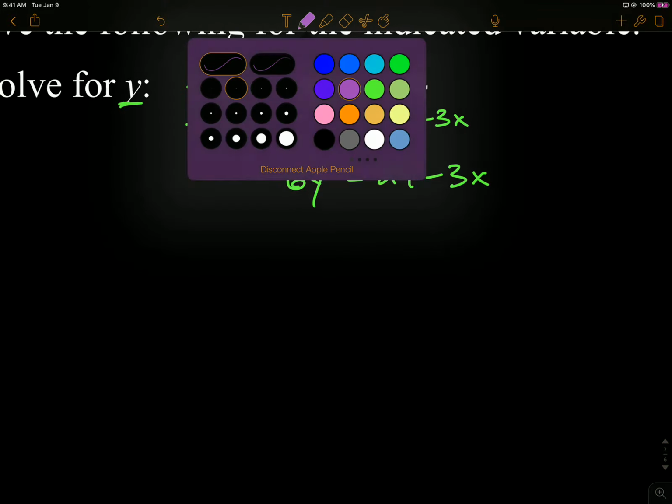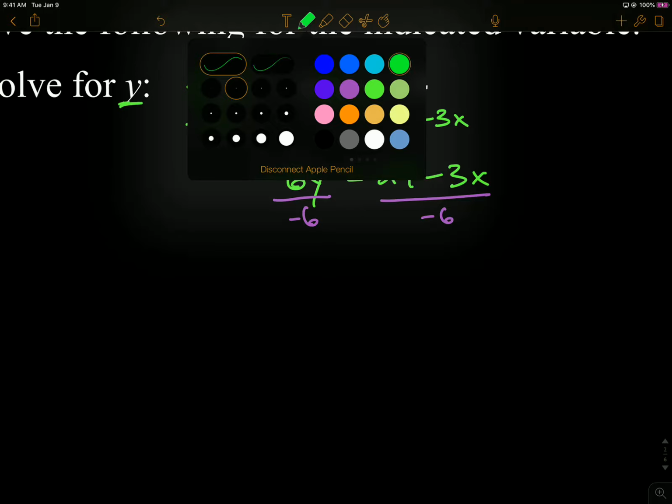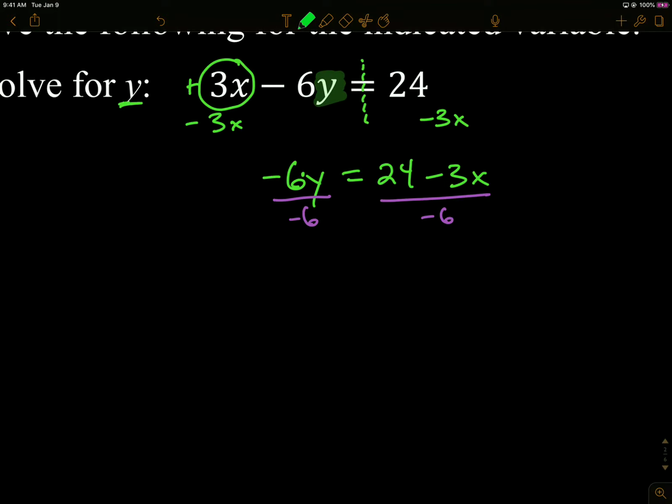So to solve, I'm going to divide both sides by negative 6. On the left side of the equation, negative 6 divided by negative 6 is 1, and 1 times y is y. And on the right side, I can leave it as is, or I can distribute that division of negative 6. So I can do 24 divided by negative 6 is negative 4. And then negative 3 divided by negative 6 is positive 1/2. I would reduce that, and I still have the x.